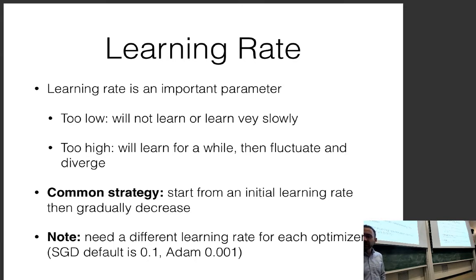So if you accidentally use the Adam learning rate with SGD, SGD won't learn anything. It will just continue, and your loss will never decrease. And if you accidentally use the SGD learning rate with Adam, training will explode, and you'll never converge.